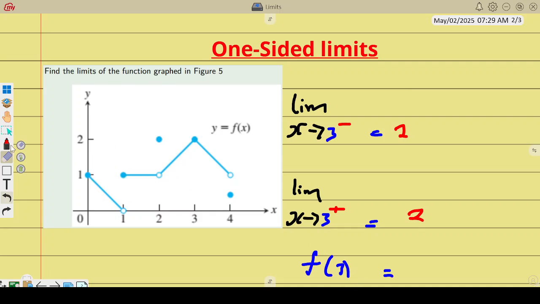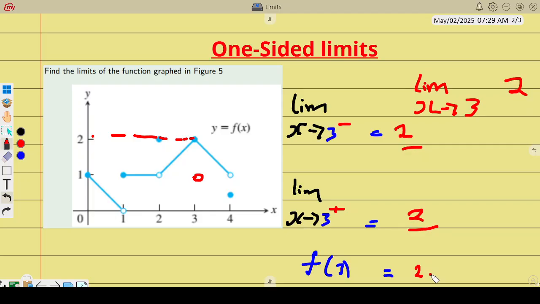What is the dotted line at 3? The dotted line at 3, or not dotted, the shaded. If we had another point like this, we cannot consider this one because it is not shaded. So the shaded point at 3 has a y value of 2. So you can see we have 2, 2, 2, 2. It means that the limit as x approaches 3 exists, and it is equal to 2, because from the left it is 2, from the right it is 2, and also f of 3 is 2 again. So this one satisfies all the conditions.